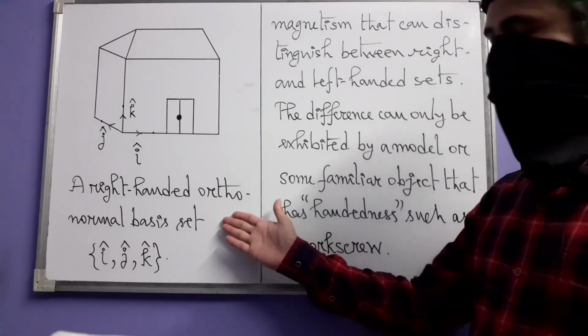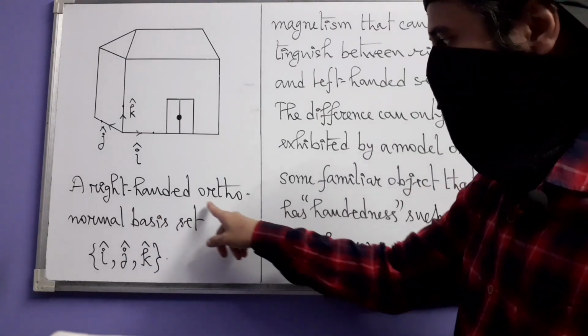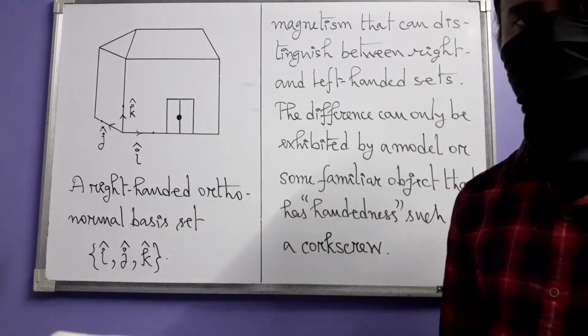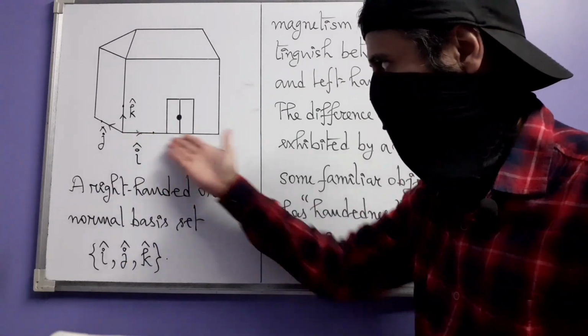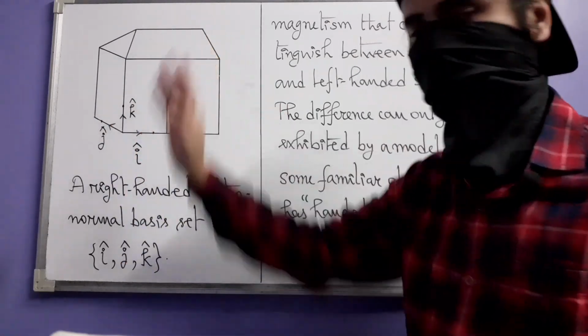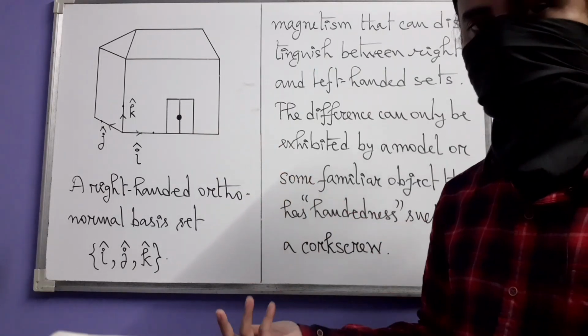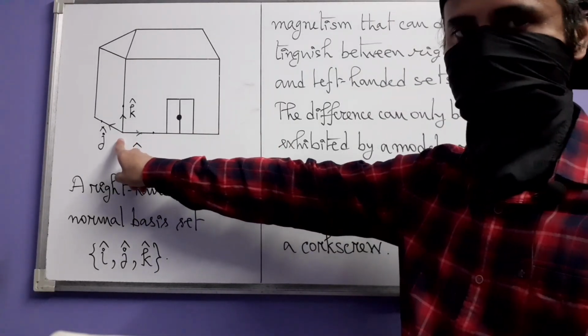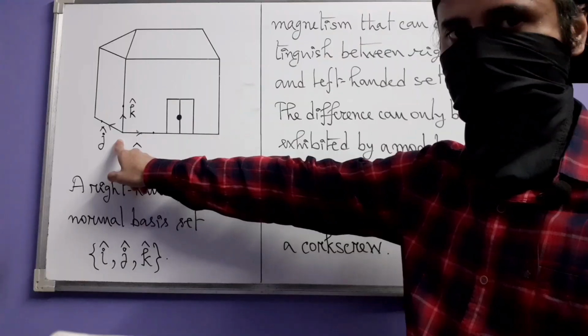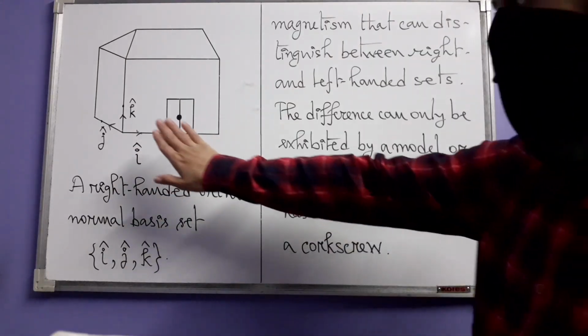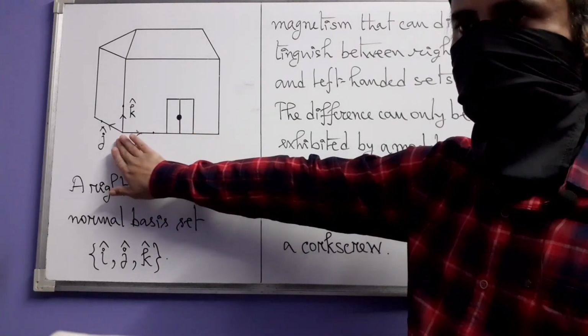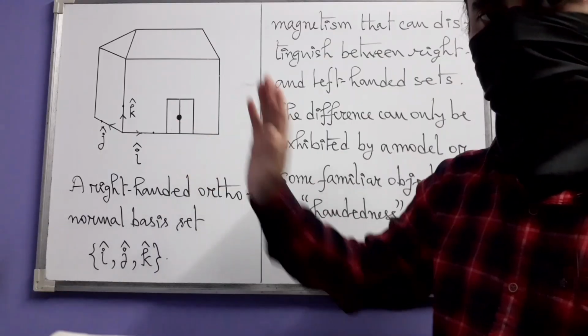So the author gives this example of a right-handed orthonormal basis set consisting of these three vectors i, j and k. And you can of course understand that this is a house and one corner of the house has been chosen as the origin. And from that origin, taking it as the initial point, we have these three vectors.